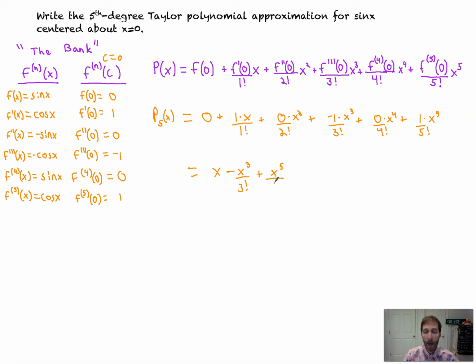A really neat pattern here. And you might notice that it's a pattern of alternating signs. The next one, you might be able to predict what's coming up next. It would end up being minus x to the 7th over 7 factorial, plus x to the 9th over 9 factorial, but we just wanted the 5th degree. So that's it. What that means is this is an approximation of sine of x centered about x equals 0.